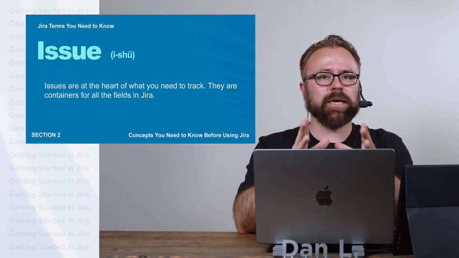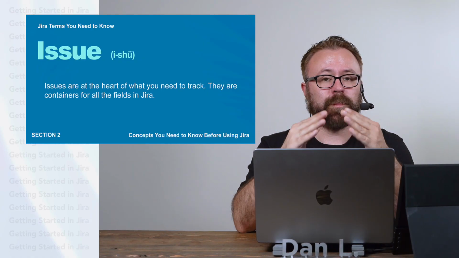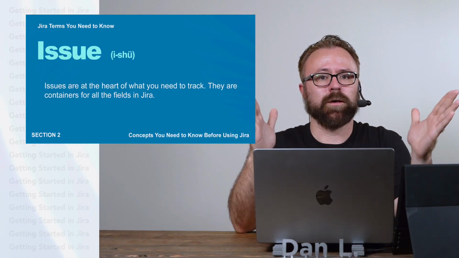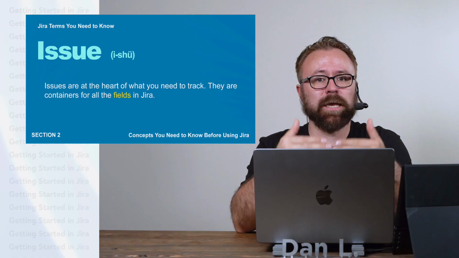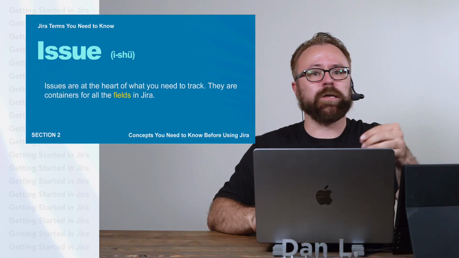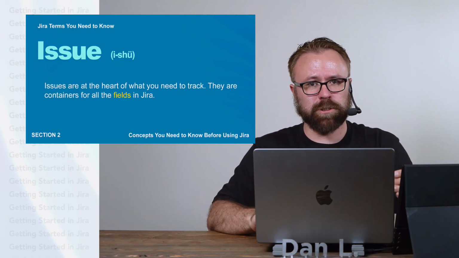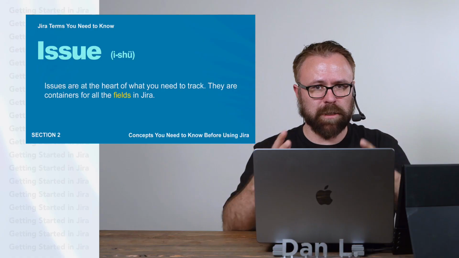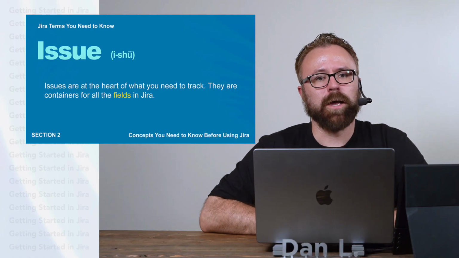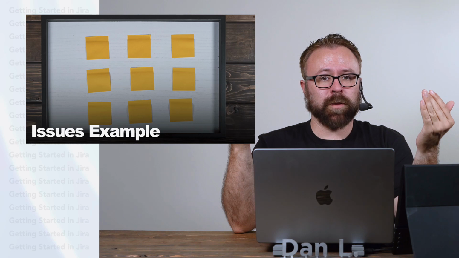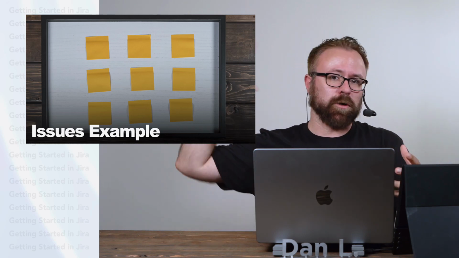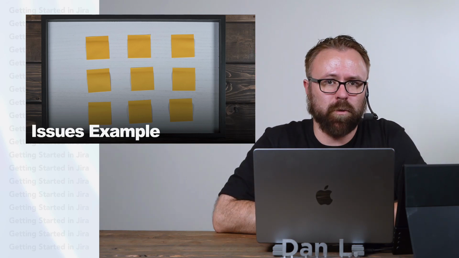For all the data we need to track inside of Jira, they are stored in issues. They are the core way to do that because issues contain all your fields. Fields are straightforward, exactly what you would think of, like due dates, labels, the description, and so on. One of my favorite ways to explain issues is to think of them like the sticky notes we're going to put on the whiteboard to track our work, right?